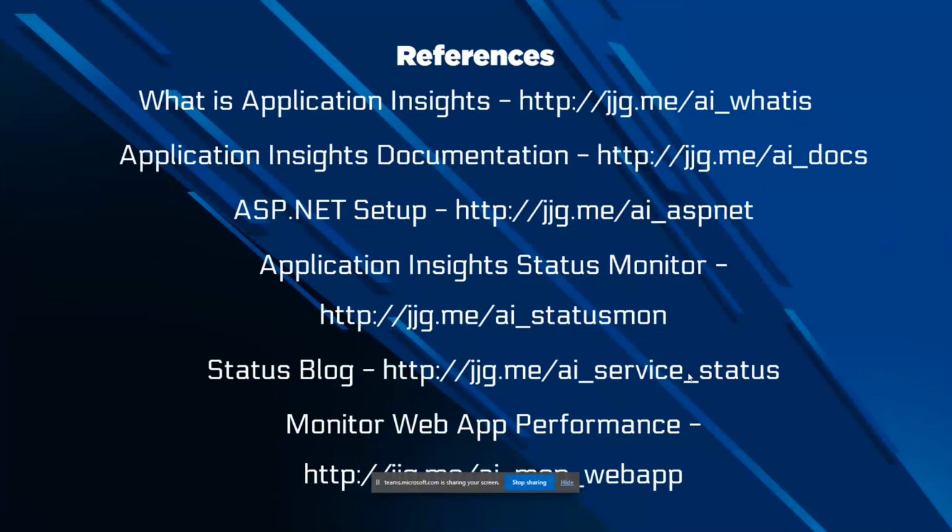But more so important, if you want more information, there's a plethora of sites that you can go to. These are all short URLs, so grab your screen pasting or screen snipping tool, and you can copy out any of these to get more information on what App Insights is, documentation, how you set it up. App Insights Status Monitor is what I was talking about. If you have an on-prem server that you want to monitor, you can still use App Insights for it.